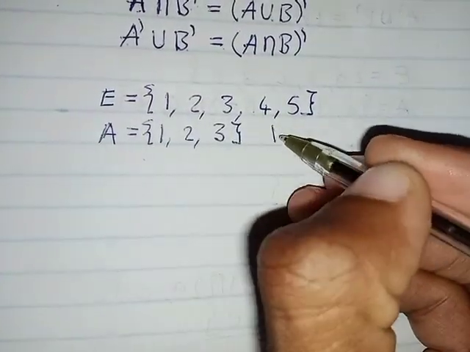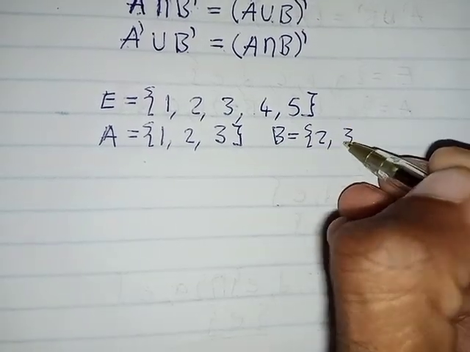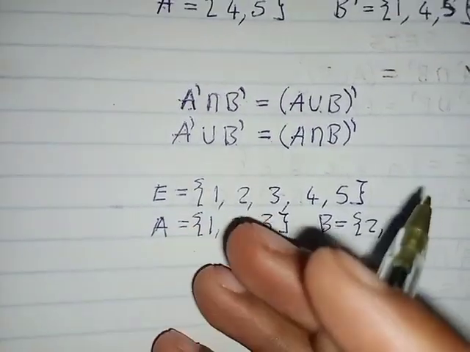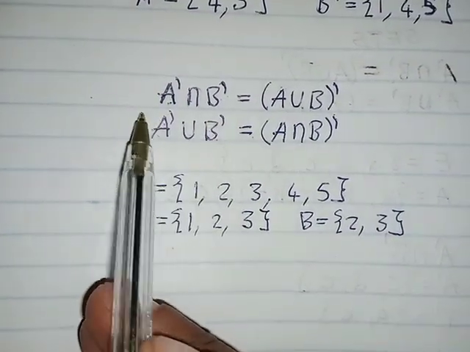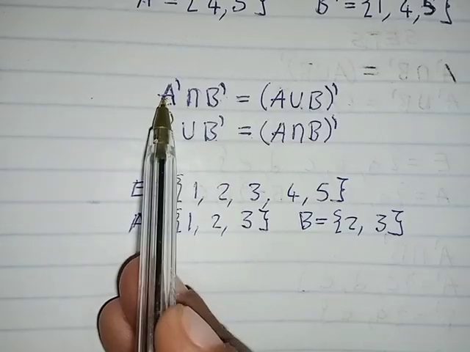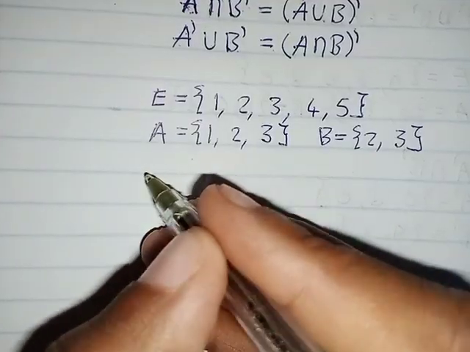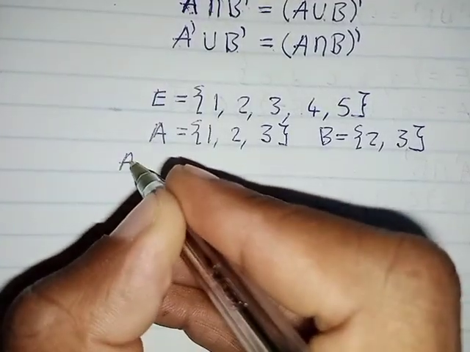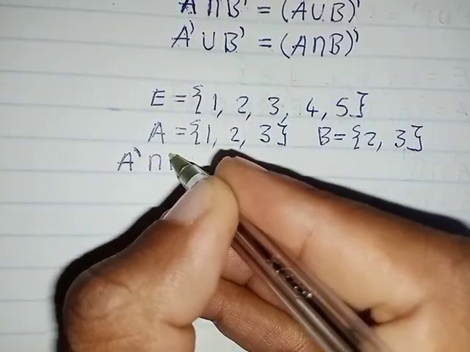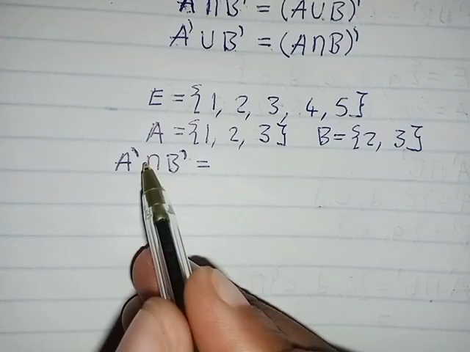So for set B is equal to {2, 3}, like that. Let's show now. Here, the instruction says we should find A complement first. A complement means things that are not in set A. So I will write it down here so that we can follow. So we have A complement intersection B complement, like that, is equal to, so let us find the answer for this one.